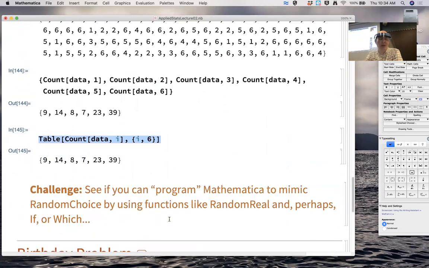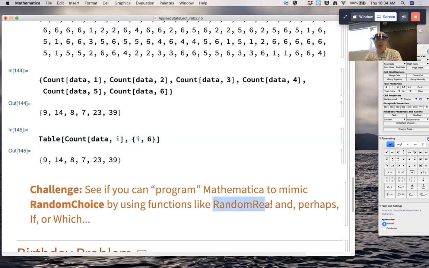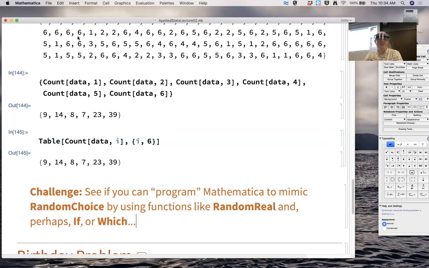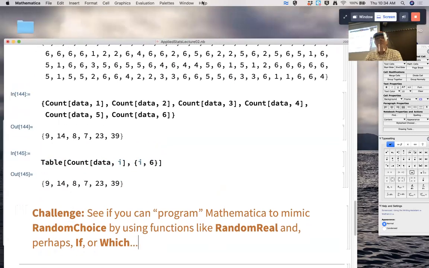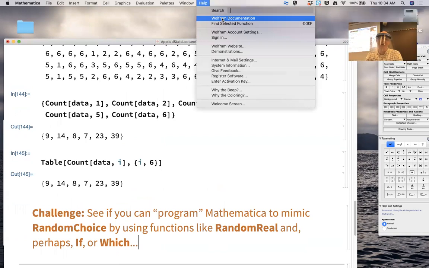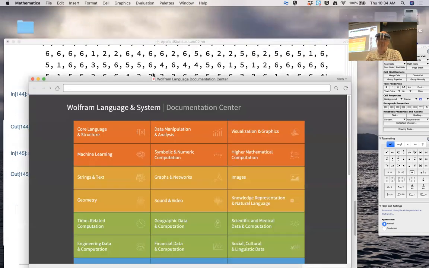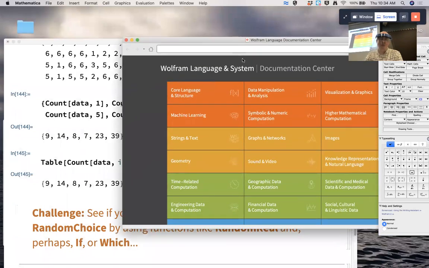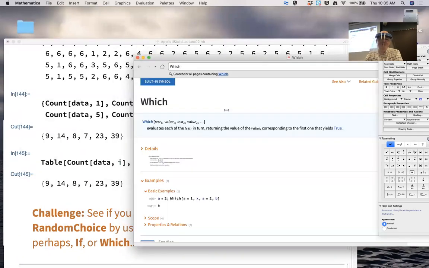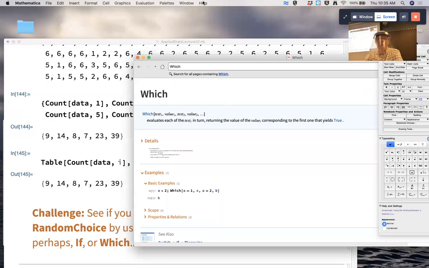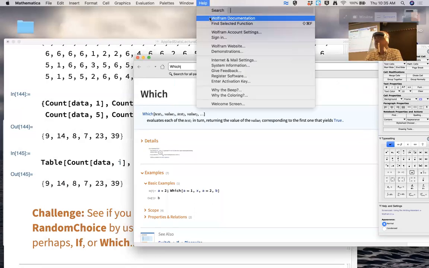If you like Mathematica, you might see if you can figure out how to program random choice using RandomReal and maybe functions called If and Which, which are logical functions in Mathematica. If you're interested and you've got some time to kill, you can look up how to use Which and what it does. Point to the help menu in documentation to get that.